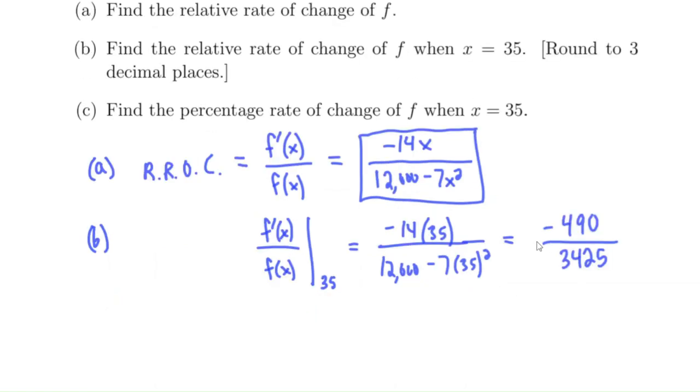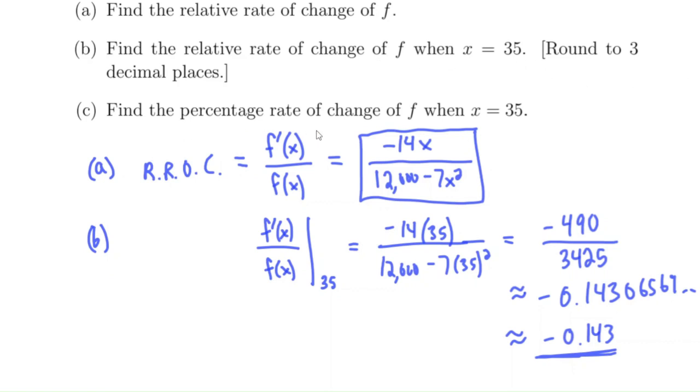When you work this out on a calculator, you get negative 490 over 3,425. And make sure in the denominator that you do the order of operations correctly. You square the 35 first, then multiply by the 7, then subtract that all from 12,000. And when you work this out, this is approximately negative 0.1430659..., or rounded to 3 decimal places, negative 0.143. That's the relative rate of change of the function when x is 35.